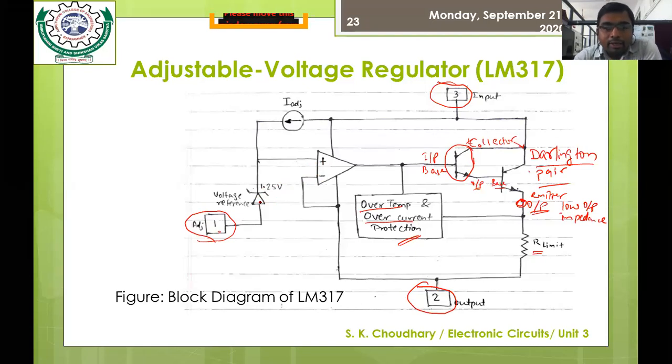And for current regulation application, what do we have to do? For current regulation application, a single resistor whose resistance is 1.25 volt upon I naught, that is, the adjustable voltage upon I naught, would be connected across the output terminal.